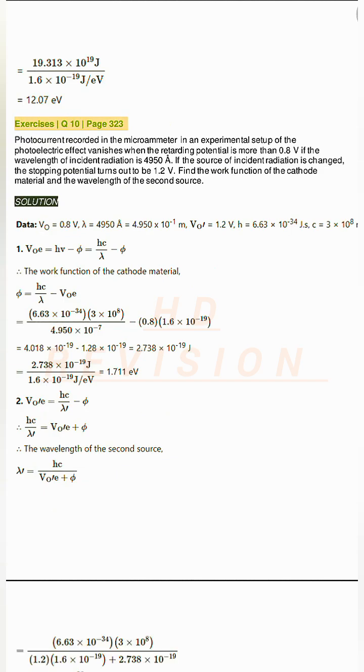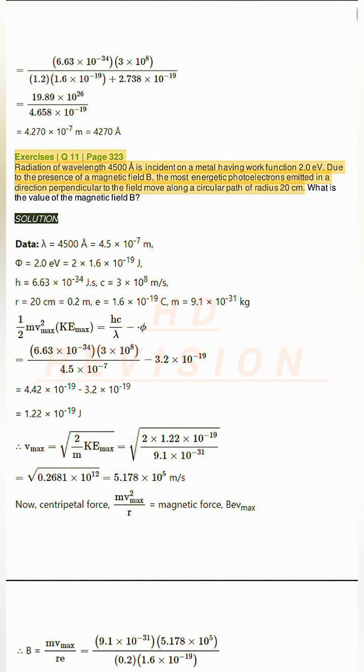Exercises Q10, page 323. Photocurrent recorded in the microammeter in an experimental setup of the photoelectric effect vanishes when the retarding potential is more than 0.8 V if the wavelength of incident radiation is 4950 Å. If the source of incident radiation is changed, the stopping potential turns out to be 1.2 V. Find the work function of the cathode material and the wavelength of the second source. Solution.